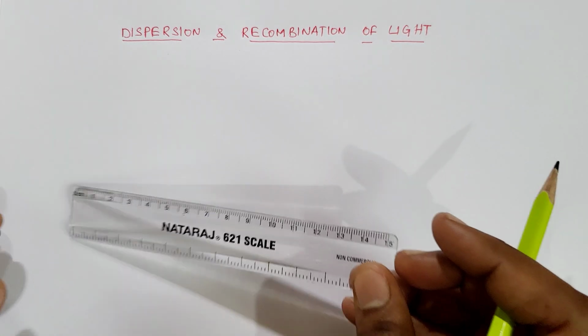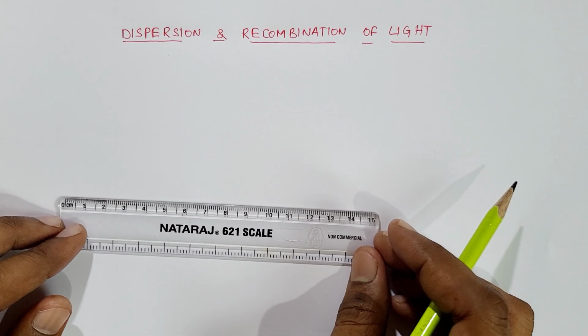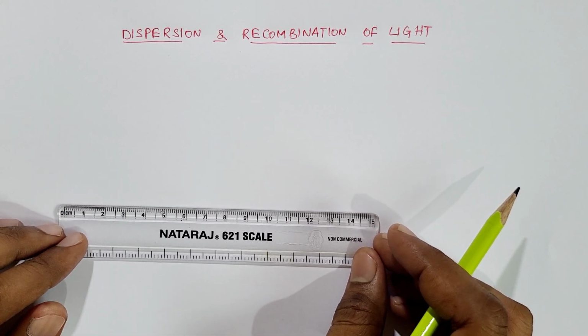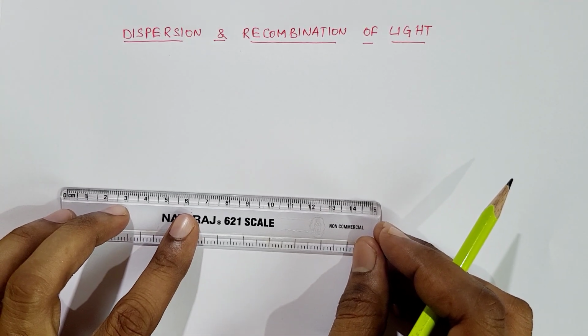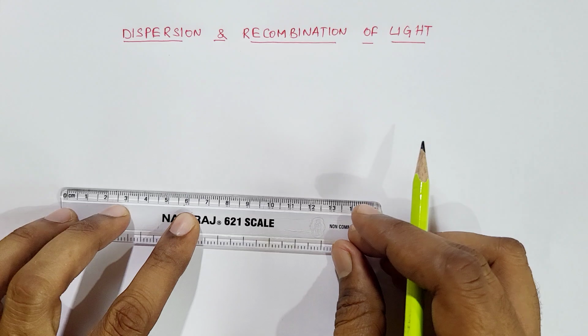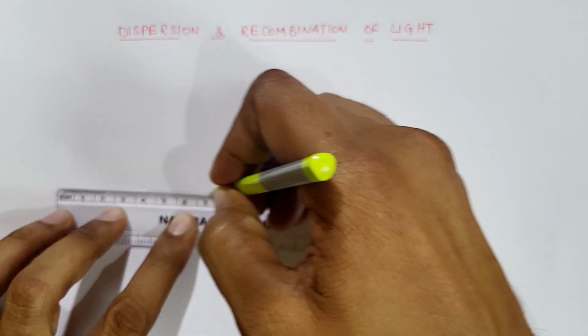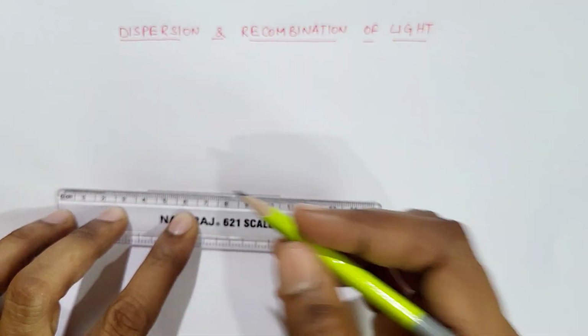In today's class, we are going to learn how to draw the diagram of dispersion of white light and recombination of white light. First, let us try to draw the dispersion of white light diagram.